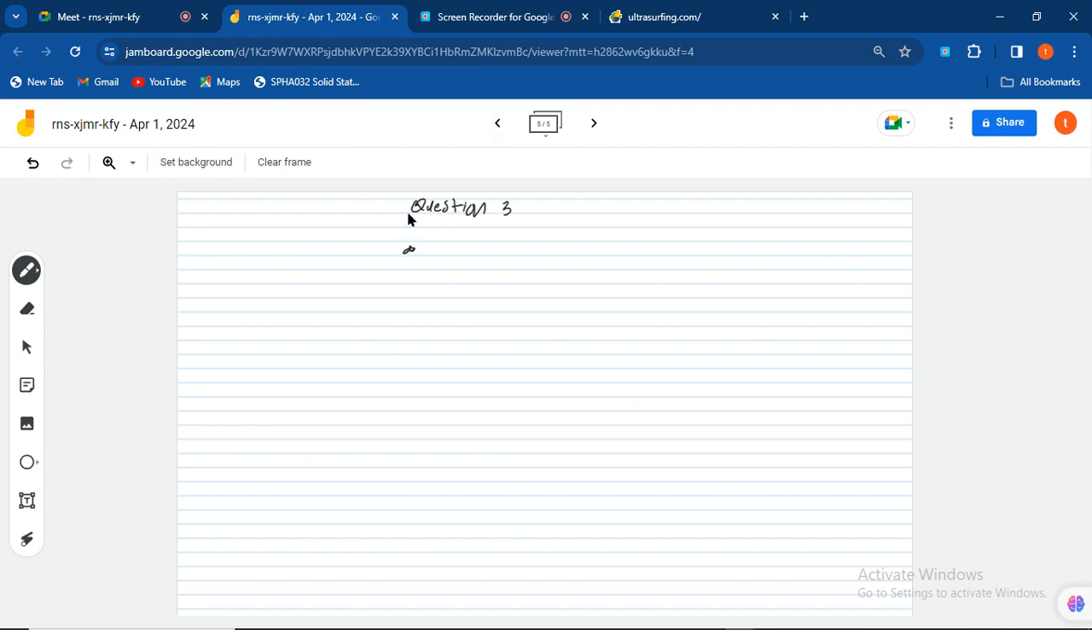Question 3. The first part, A, is dV equal to ∂V/∂T at constant P, times dT, plus ∂V/∂P at constant T, times dP.